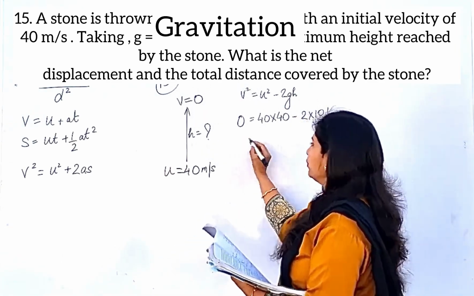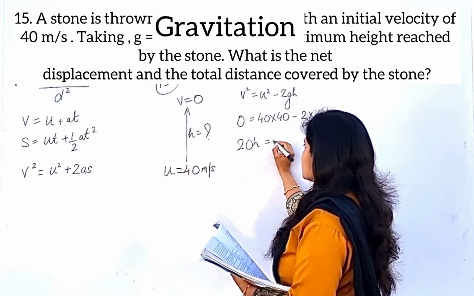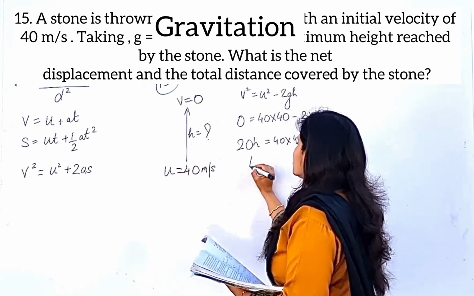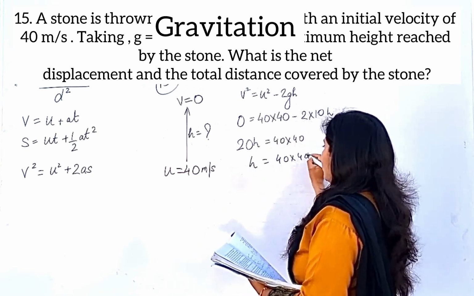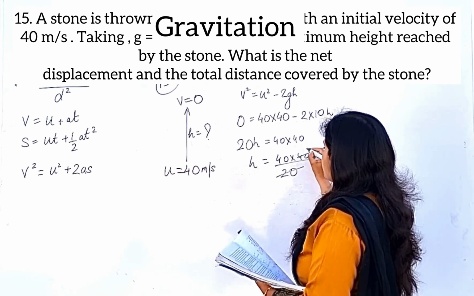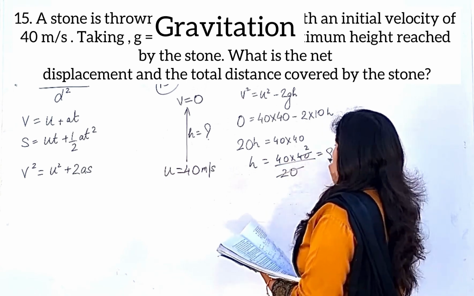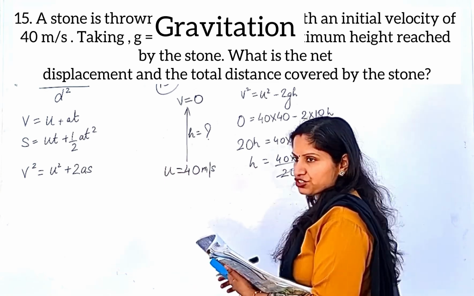This is negative, we'll move it to that side. So 20h is equal to 40 into 40. So height is equal to 40 into 40 divided by 20. 2 twos are 40, so 40 into 2 is 80 meters. Very, very easy question.